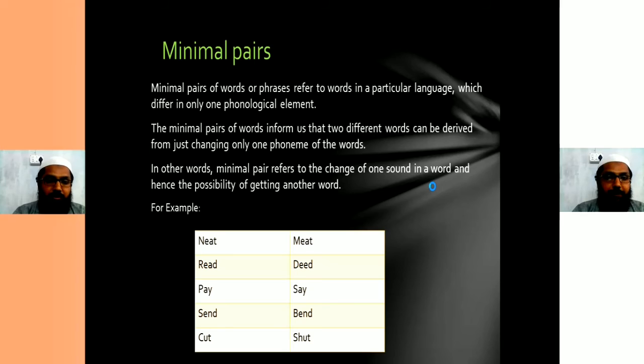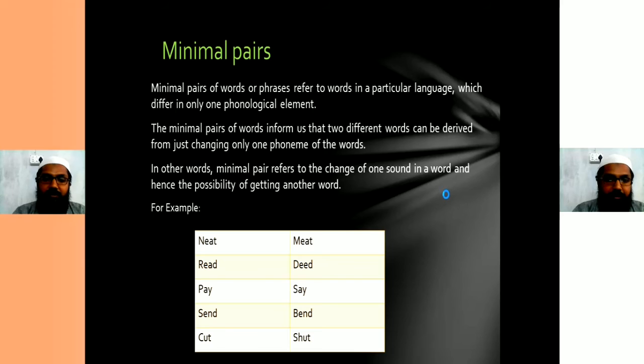Then coming to minimal pairs. Minimal pairs of words or phrases refer to words in a particular language which differ in only one phonological element. Minimal pairs inform us that two different words can be derived by changing only one phoneme of the word. In other words, minimal pairs refer to the change of one sound in a word and hence the possibility of getting another word.